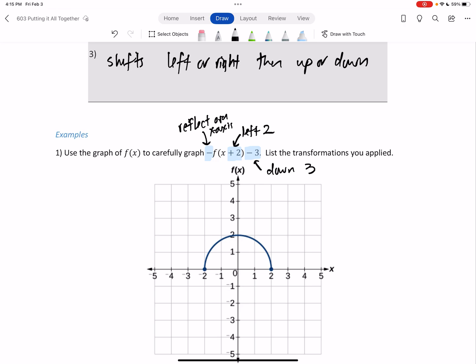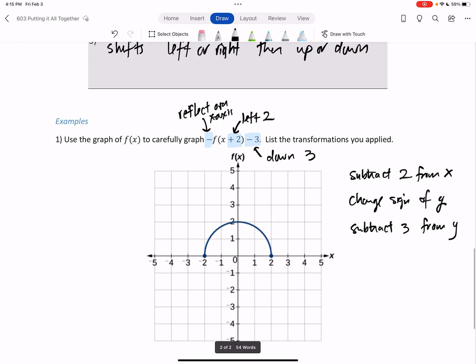So basically what I want to think about is subtract 2 from x, change the sign of the y, and then subtract 3, sorry, I'm going down 3, subtract 3 from y. So I'm going to take each of these points. I see kind of 3 points that if I knew where they were going to be, I could draw the graph. So I'm going to take each of these points and do all of those things to it.